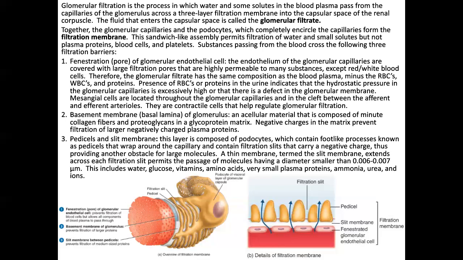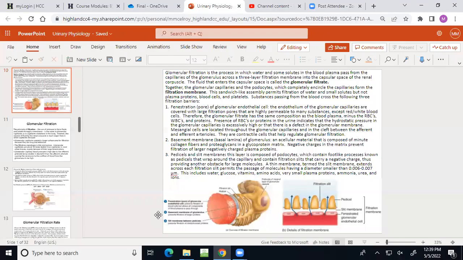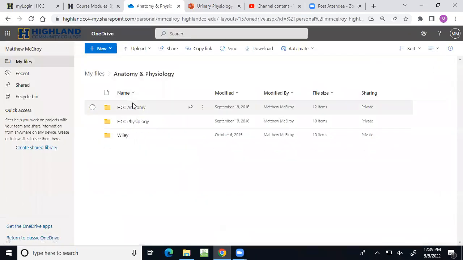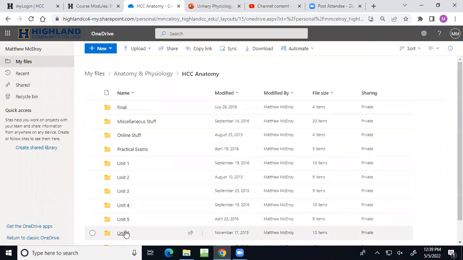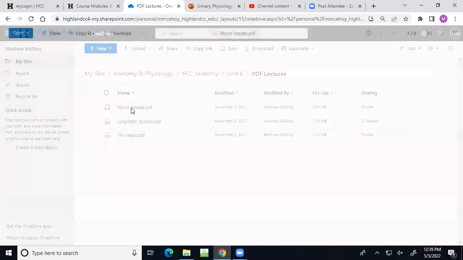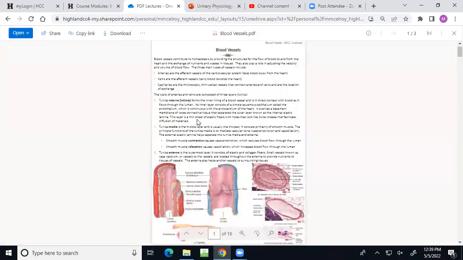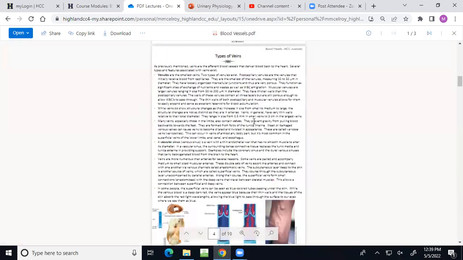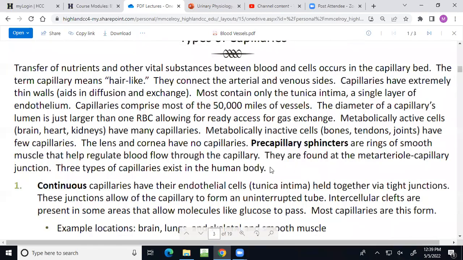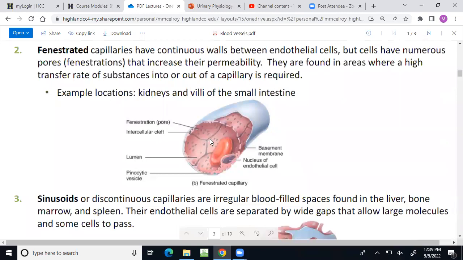Just above those, as far as leakiness goes, are these types. Let me just show you a picture. That'll make a little more sense. I'll pull up my anatomy lecture. These capillaries look like this, where the endothelial cells have a bunch of little tiny holes in them.